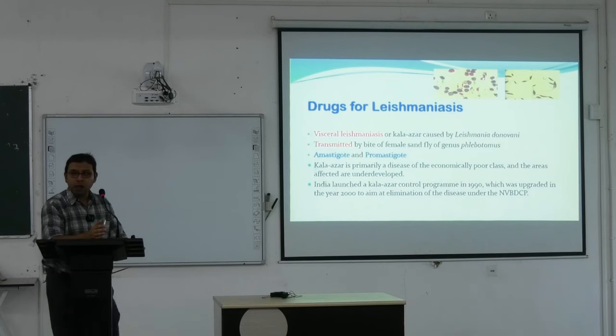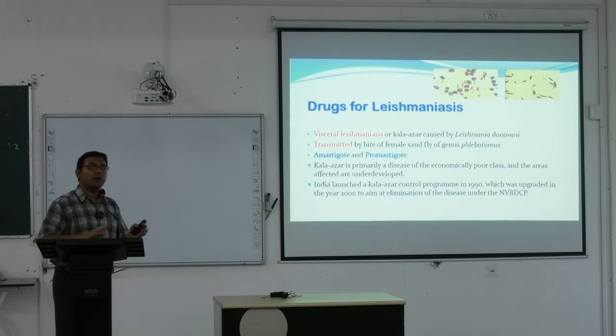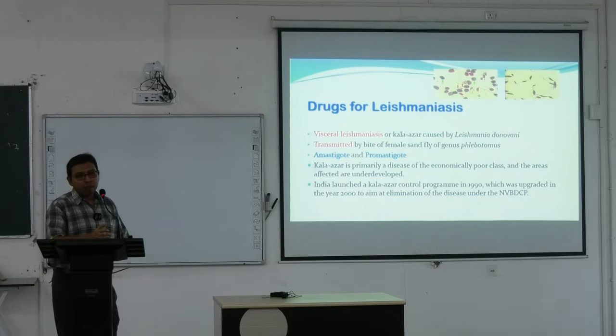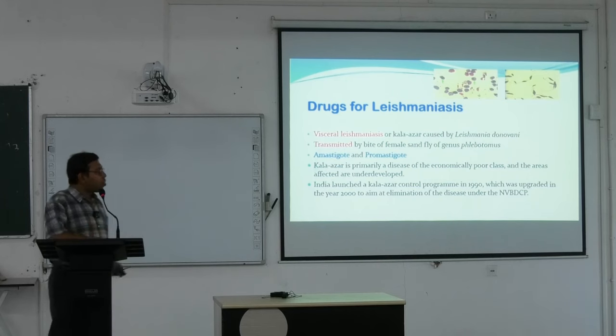Apart from visceral leishmaniasis, there is cutaneous leishmaniasis, which is the most common leishmaniasis worldwide. This is also found in the United States. And another is the mucocutaneous leishmaniasis. It is also present in different areas of Africa and India. So visceral leishmaniasis, also known as the Kalajar, cutaneous leishmaniasis and mucocutaneous leishmaniasis, all these can be treated by similar types of drugs.